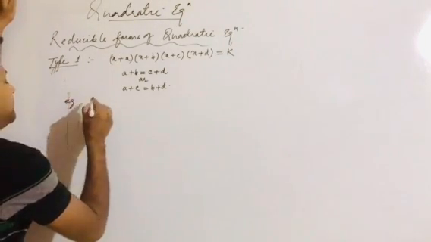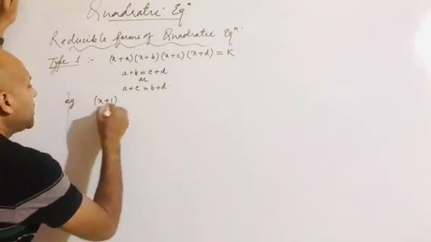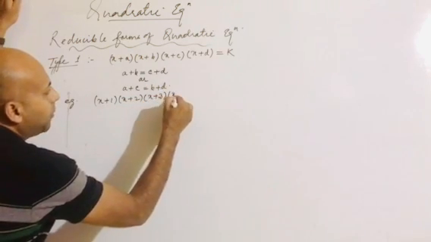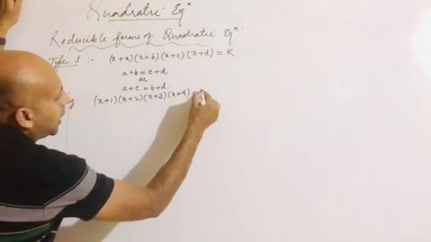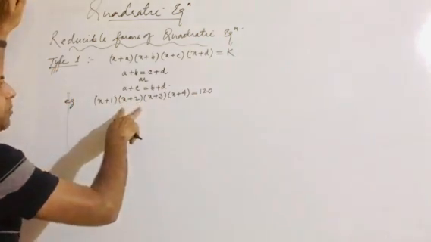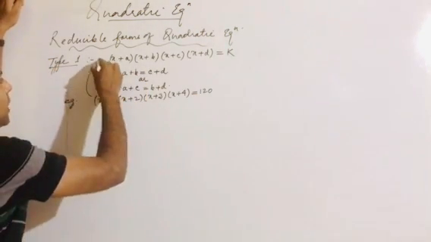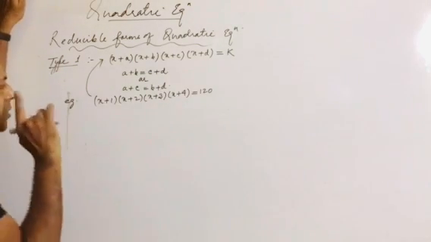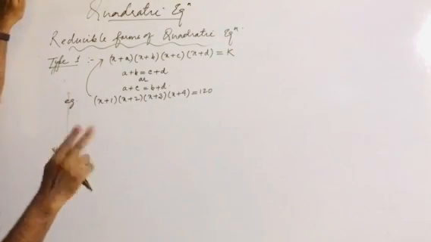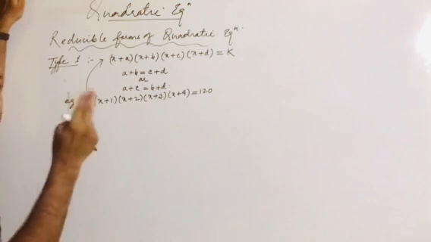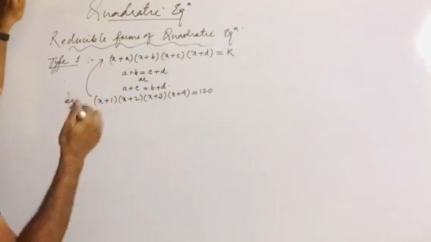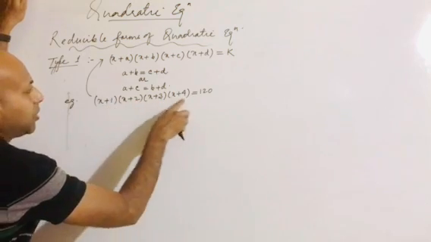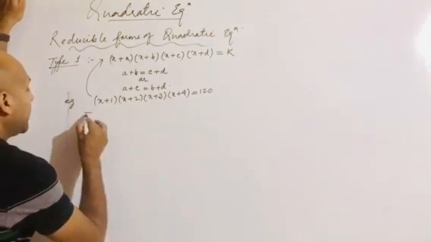Example number 1. A question is given to you: (x plus 1)(x plus 2)(x plus 3)(x plus 4) is equal to 120. You can see that this is in the particular form, type 1. So you start making groups in such a way that the sum of the two constants in one group is equal to the sum of the two constants in the other group. Easily we can see here, 2 plus 3 is equal to 5, and 1 plus 4 is equal to 5. So here we can easily form two groups.